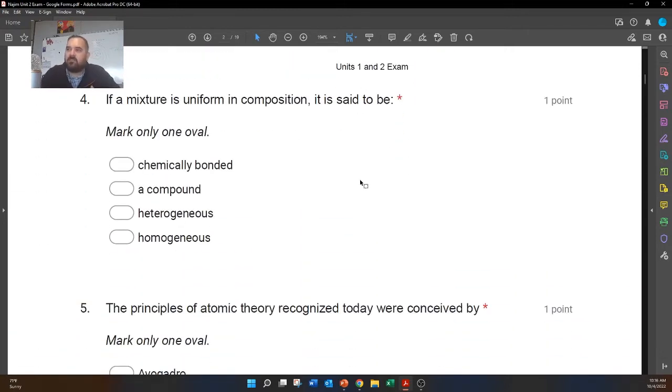So a mixture that is uniform in composition is said to be homogeneous. That's just the definition of homogeneous. Heterogeneous is going to be non-uniform. A compound is chemically bonded, and chemically bonded is a compound.